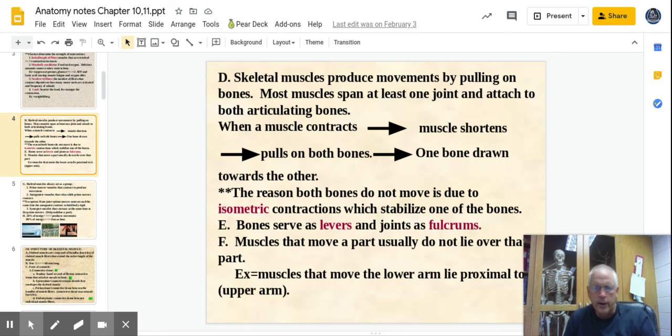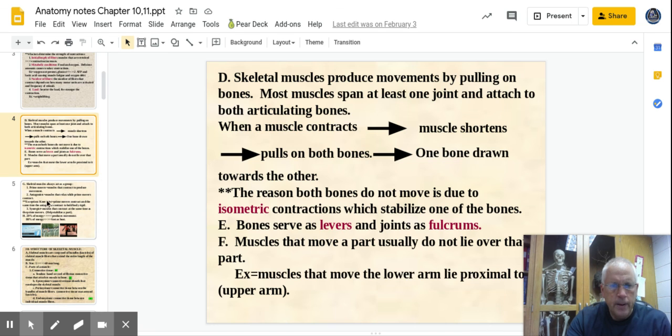Muscles produce the force. So you have to have a combination of joints, skeletal, bones, and the muscle itself. Okay. And usually the muscle doesn't move over the part that we're moving, because if it did, then obviously it would get in the way. Okay. Really, really important that we understand how those work.